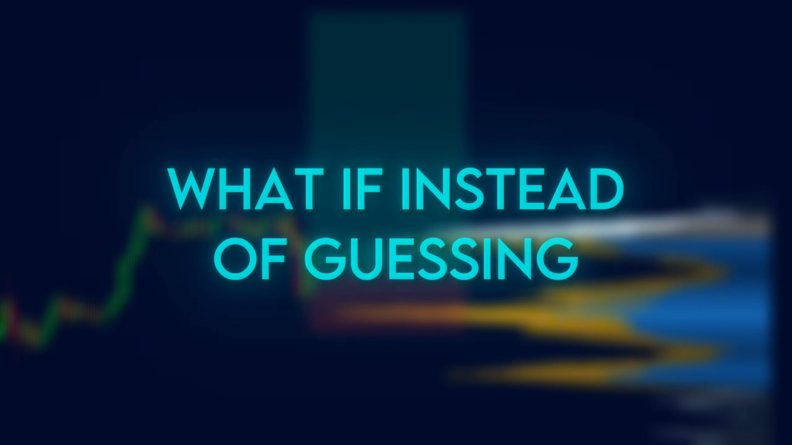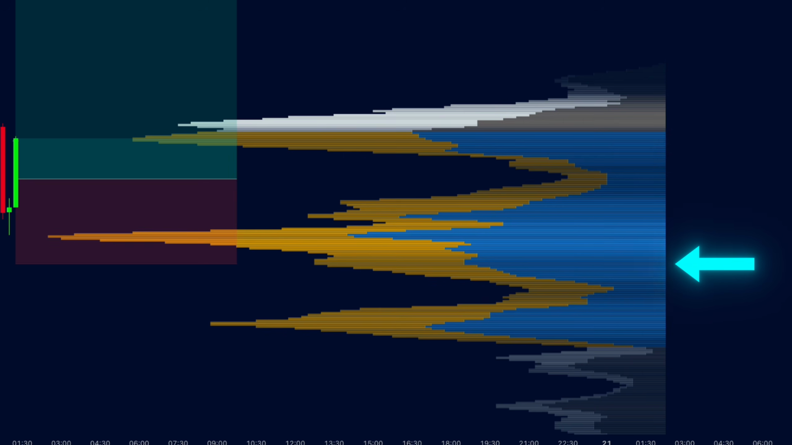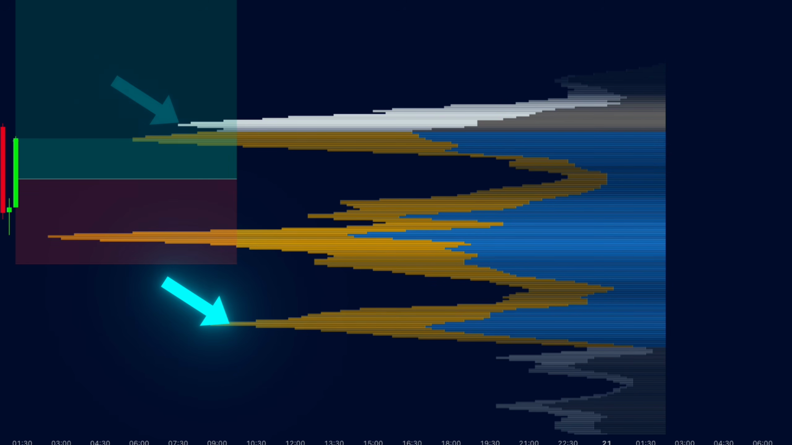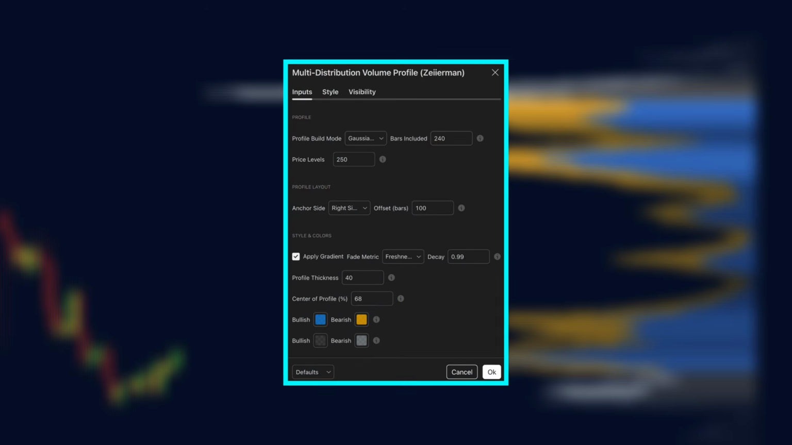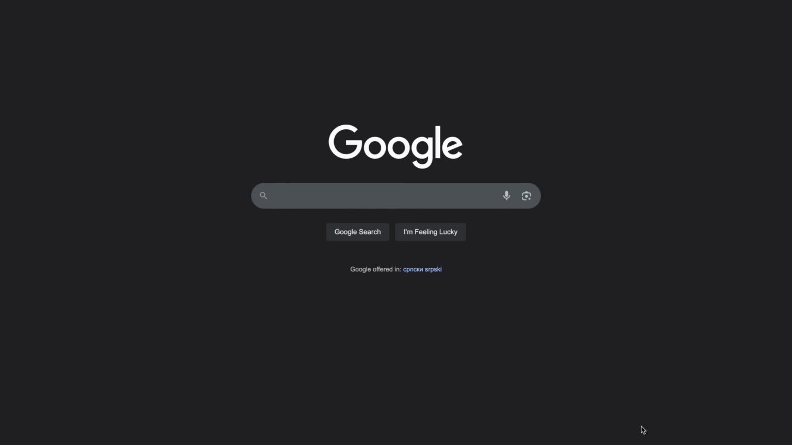What if instead of guessing, you could actually see which price levels the market respects, where it accepted value, where it rejected it, and where the next move is most likely to start? That's exactly what this tool does. And in this video, I'm going to show you how to read it, how to set it up properly, and a simple strategy that works across crypto, stocks, and gold. Let's get into it. All right, first, let's get this on your chart.